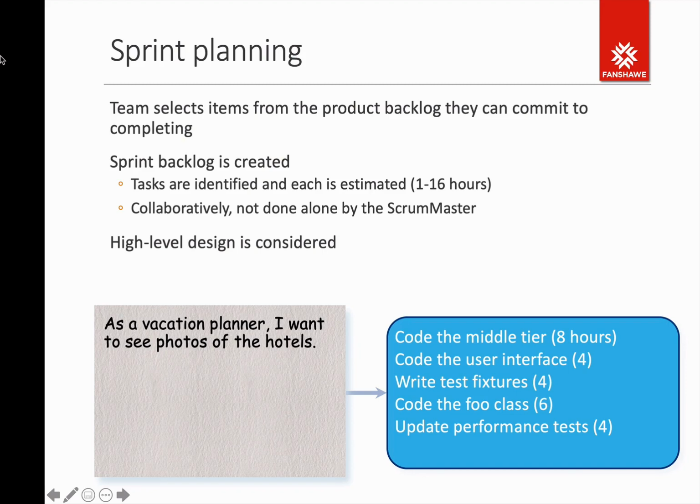And then as part of sprint planning, we'll break it down into a number of subtasks. So we need to code the middle tier, code the user interface, write test fixtures, code up the application, and then do some performance testing on the code. So as part of sprint planning, for each requirement, we break it down into the individual tasks that developers must perform in order to fulfill the requirements that are in the plan.